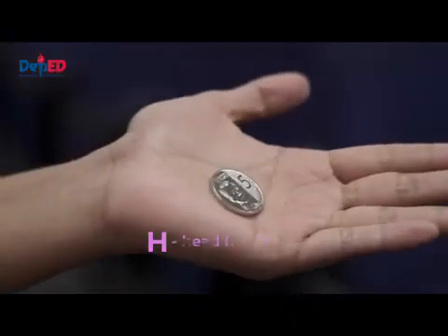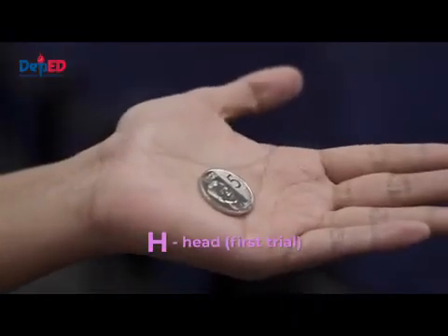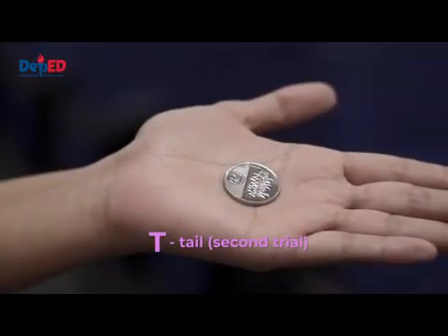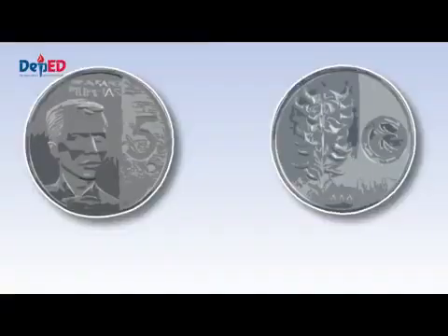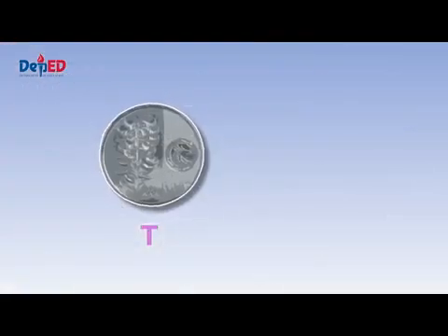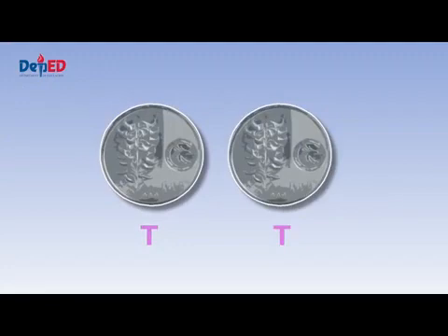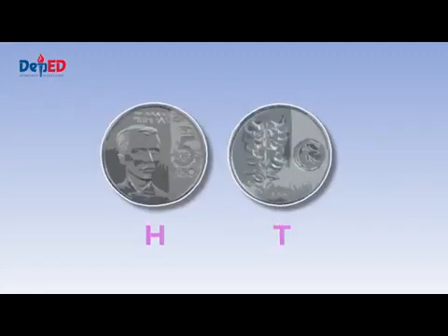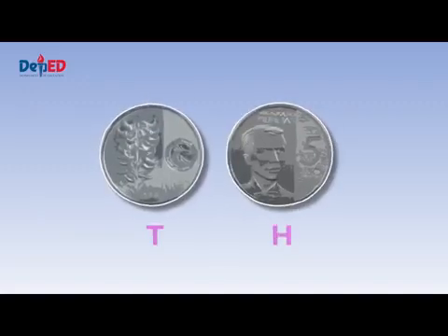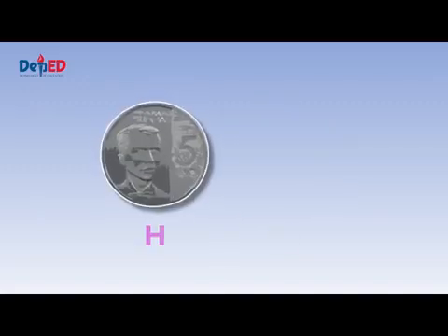I got head on the first trial and a tail on the second trial. Since it is a chance event, our outcomes may or may not be the same. What did you get? Did you get 2 tails? A head followed by a tail just like mine? A tail followed by a head? Or 2 heads?